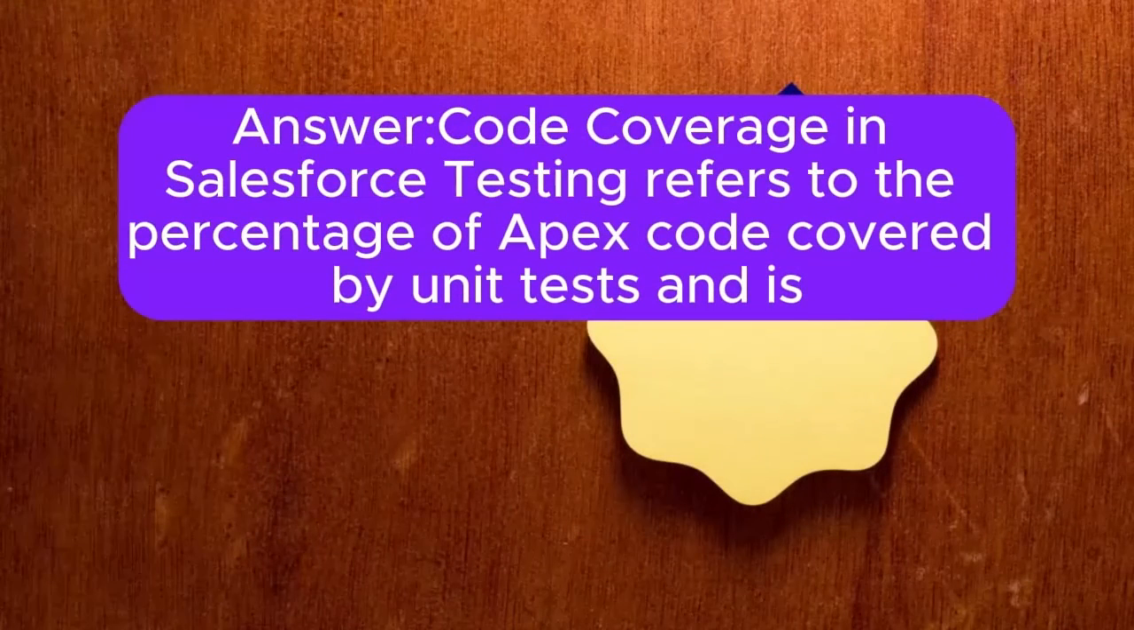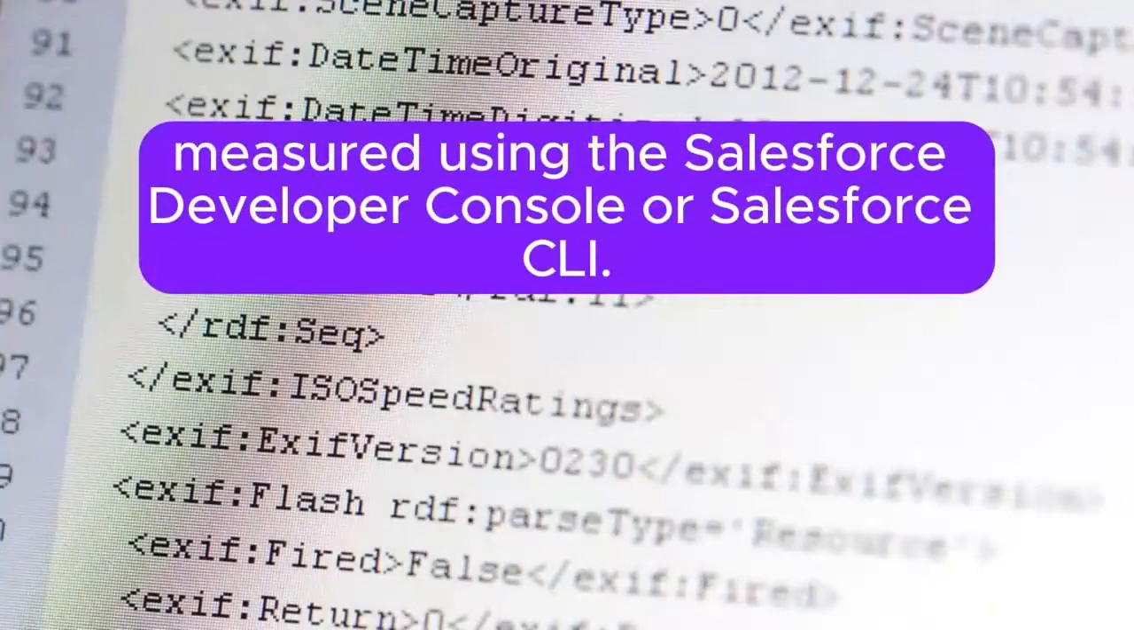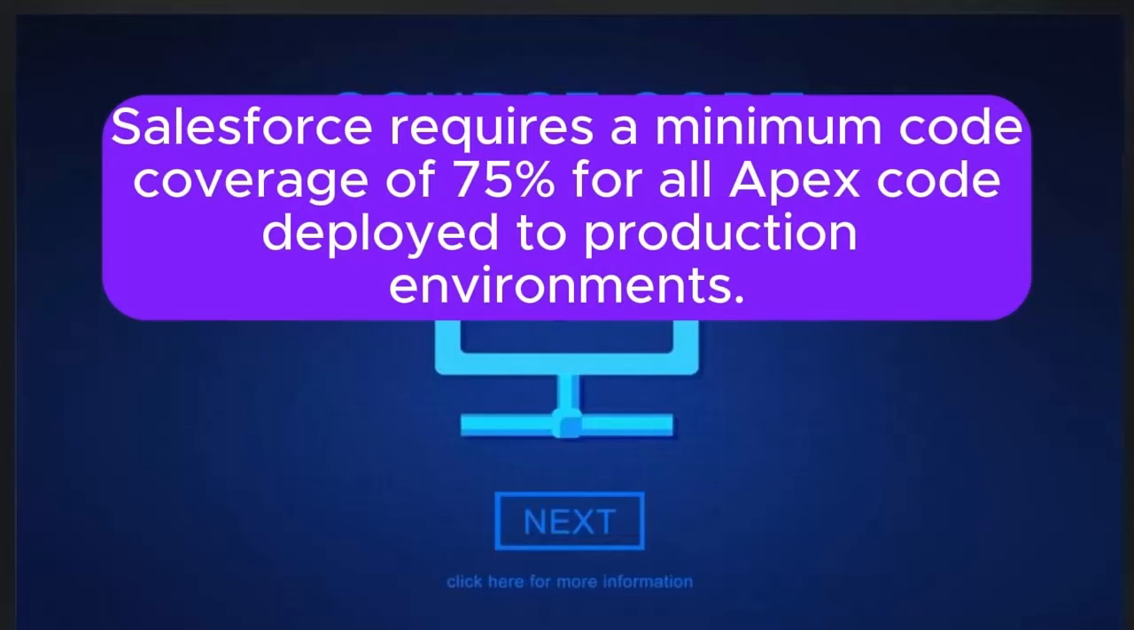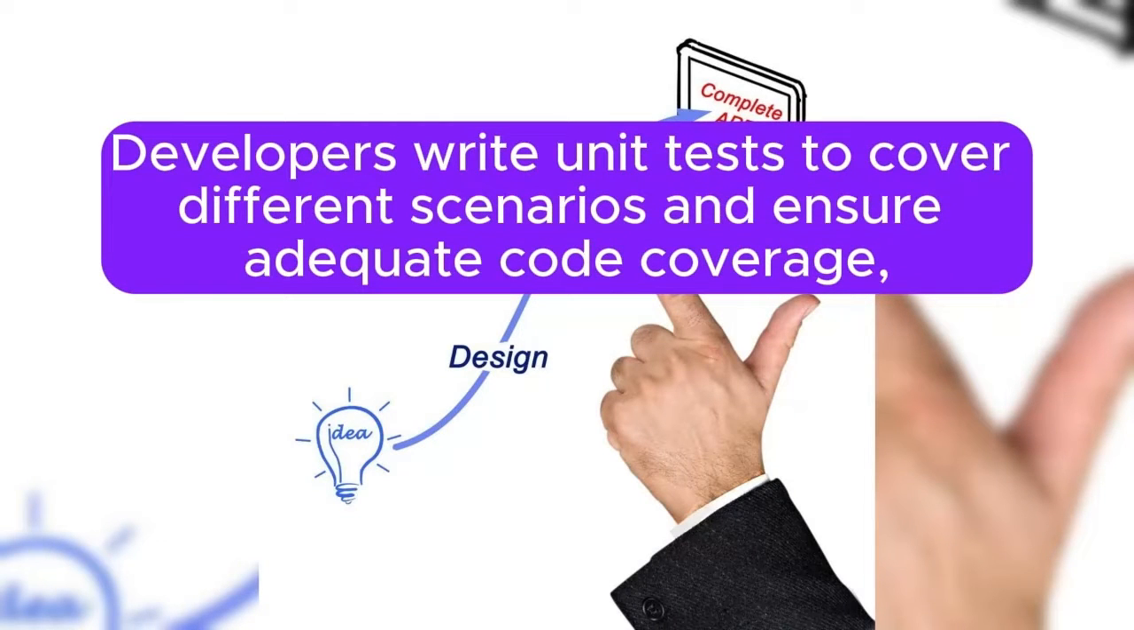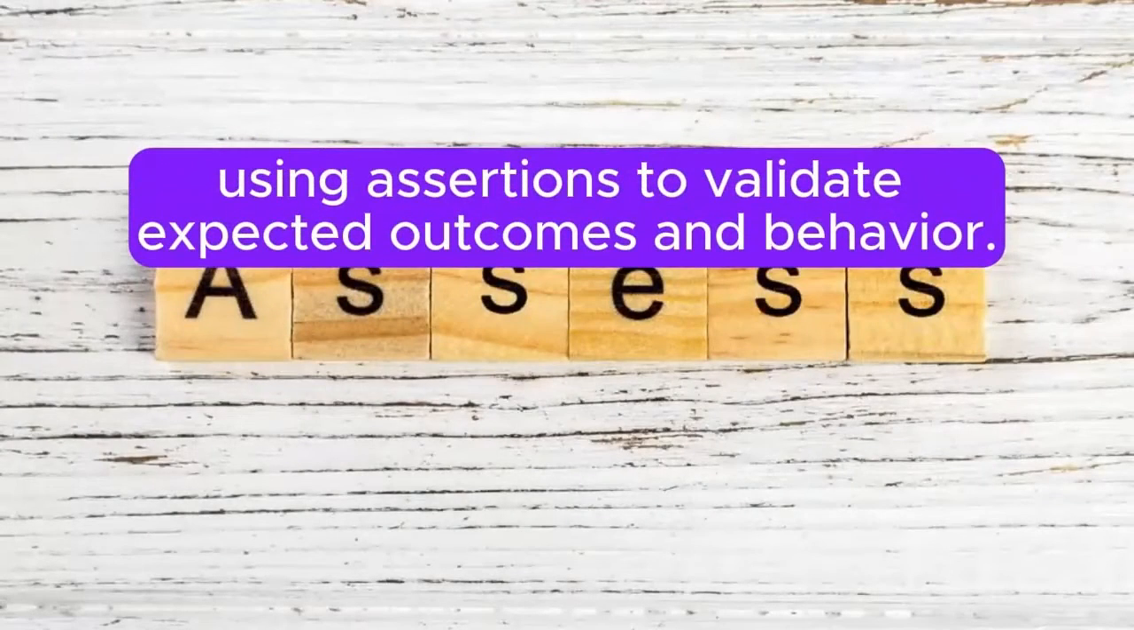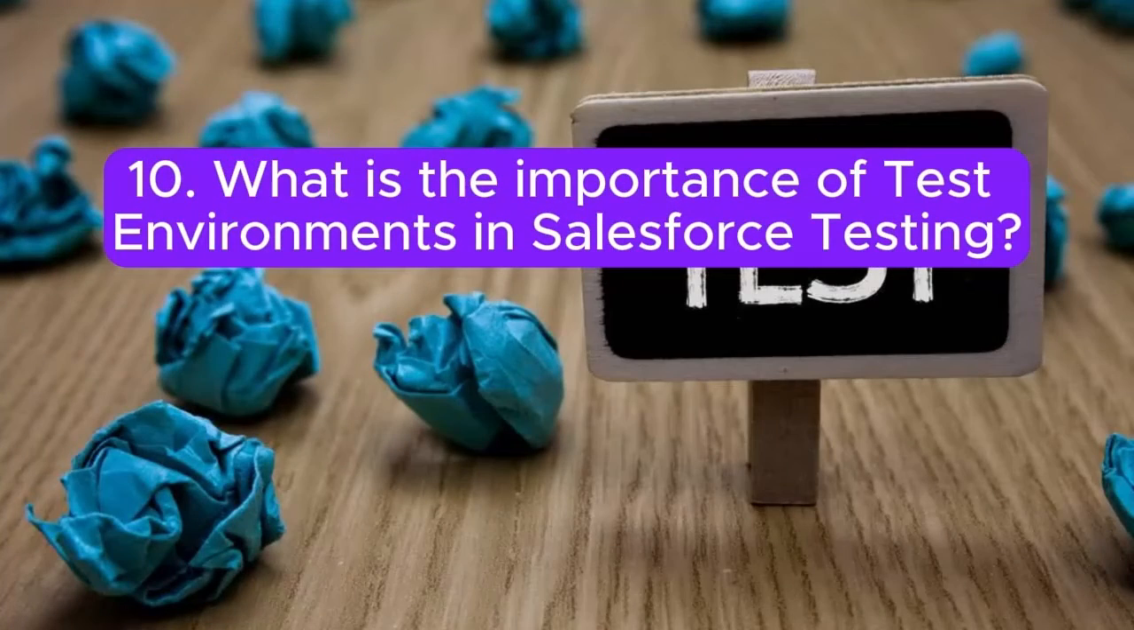Answer. Code coverage in Salesforce testing refers to the percentage of Apex code covered by unit tests and is measured using the Salesforce Developer Console or Salesforce CLI. Salesforce requires a minimum code coverage of 75% for all Apex code deployed to production environments. Developers write unit tests to cover different scenarios and ensure adequate code coverage, using assertions to validate expected outcomes and behavior. 10. What is the importance of test environments in Salesforce testing?